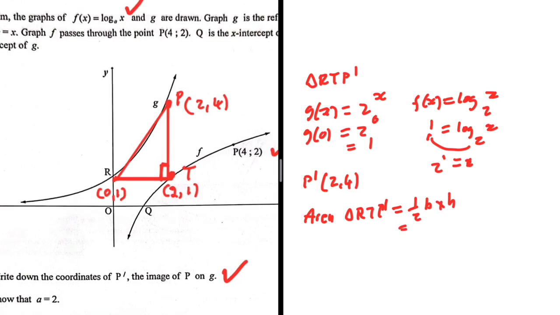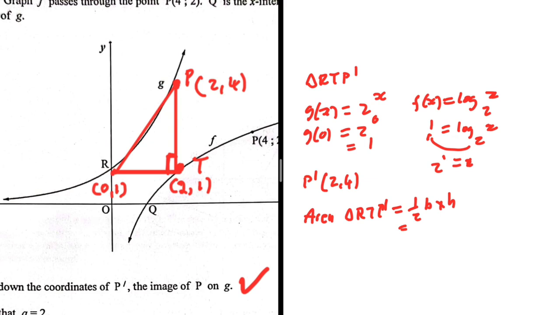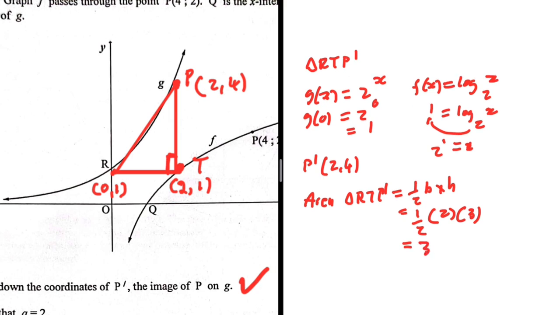Base is TR, right? T and R share the same y value. So in order to find that length, we can just find the difference between the x values. The x value at T is 2, the x value at R is 0. So we have 2 as our base. Now our height: T and P share the same x value. So in order to find the distance from T to P, we just subtract the y values, which is 4 minus 1. So that is 3. So 2 multiplied by 3 is 6, multiplied by half is 3. So we have 3 units squared.